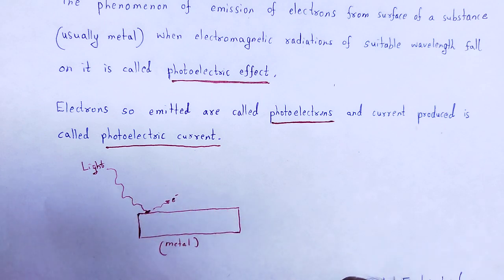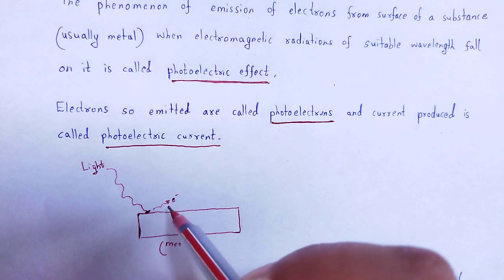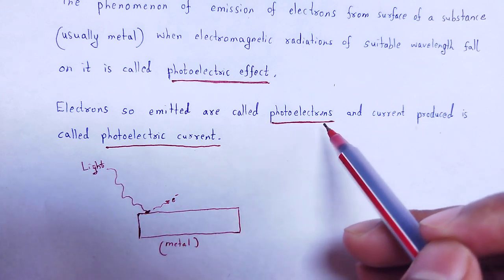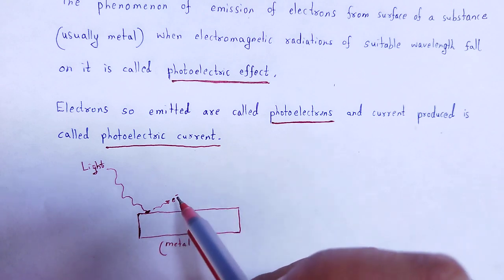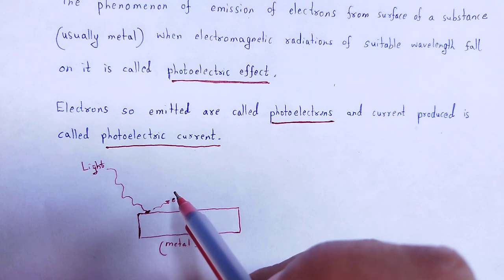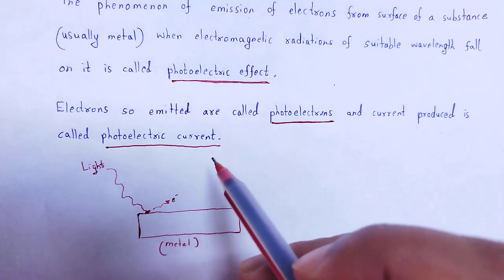Next we will discuss what wavelength is required for that particular phenomenon. The electrons emitted from that process are called photoelectrons, and these electrons produce current, which is called photoelectric current.